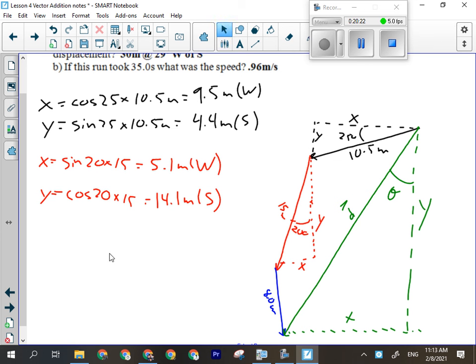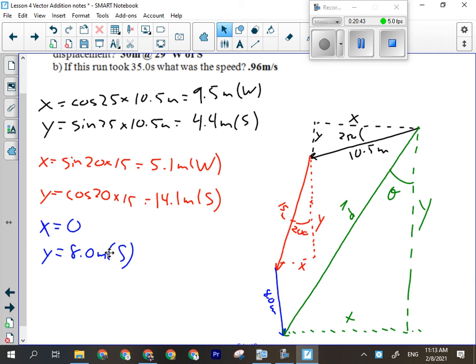And then obviously the blue one has no x component, and its y component is 8.0 meters south. Everybody good there? Good news is everything goes south and west, so we can add everything. We don't have anything that backtracks on itself here.